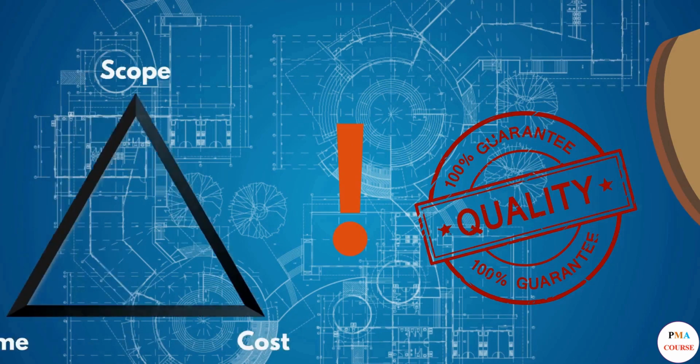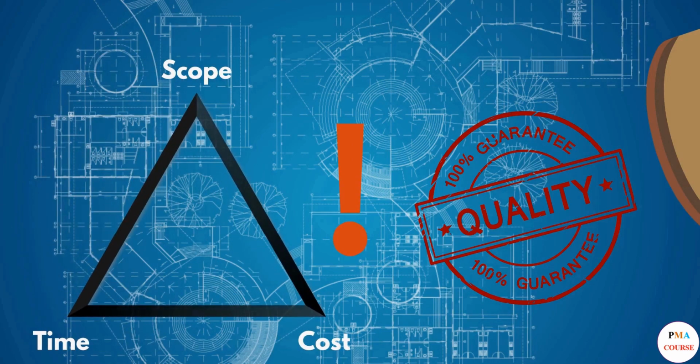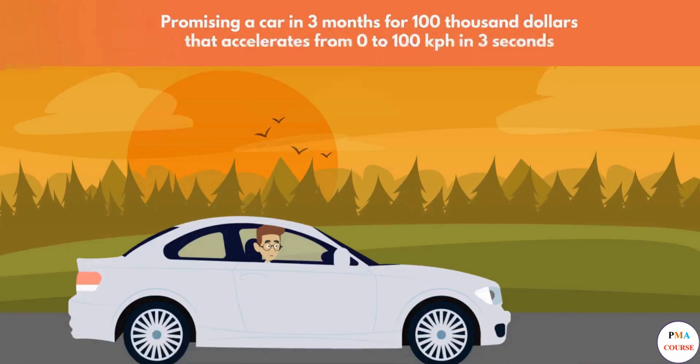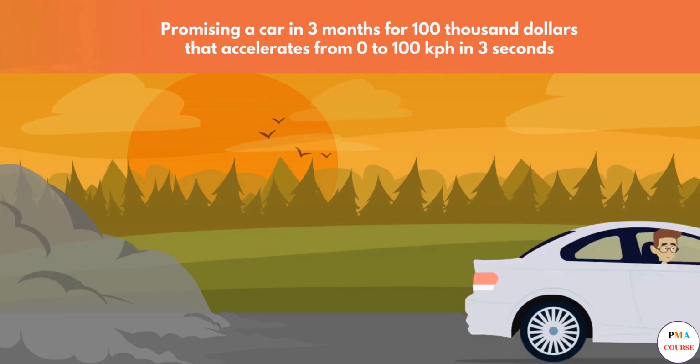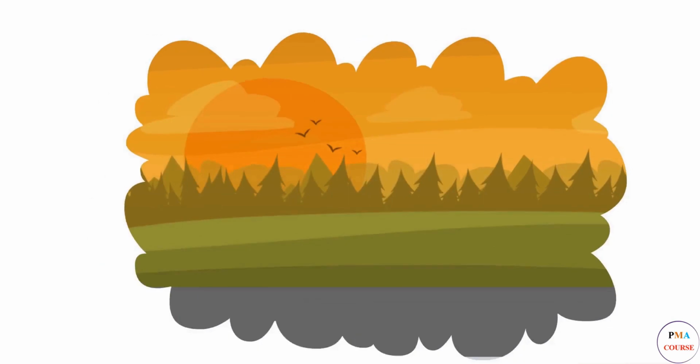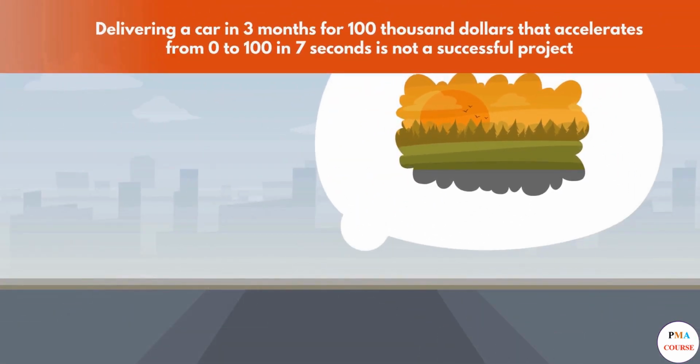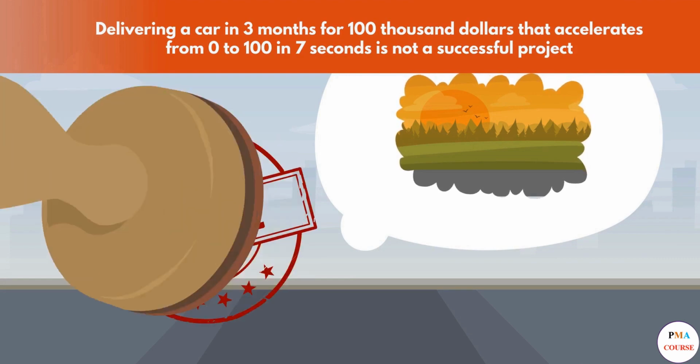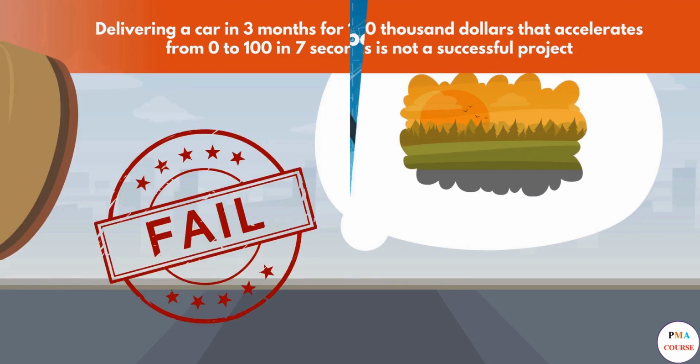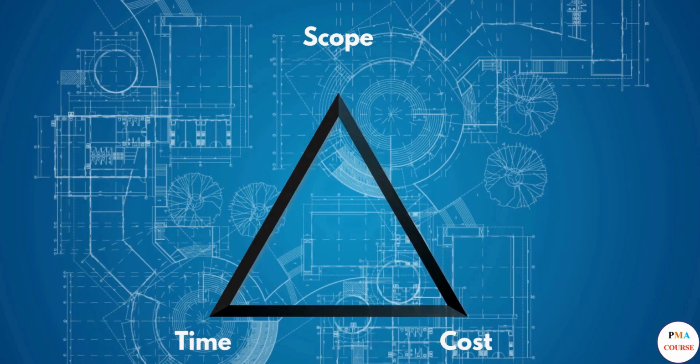Quality is as important as time, cost, and scope are when it comes to project planning. Without quality checks being signed off, the project is at a huge risk. Promising a car in 3 months for $100,000 that accelerates from 0 to 100 in 3 seconds, and delivering a car in 3 months for $100,000 that accelerates from 0 to 100 in 7 seconds is not a successful project. The triple constraint triangle is just as affected by quality also. Increasing the quality requirements will take more time and resources, and vice versa.